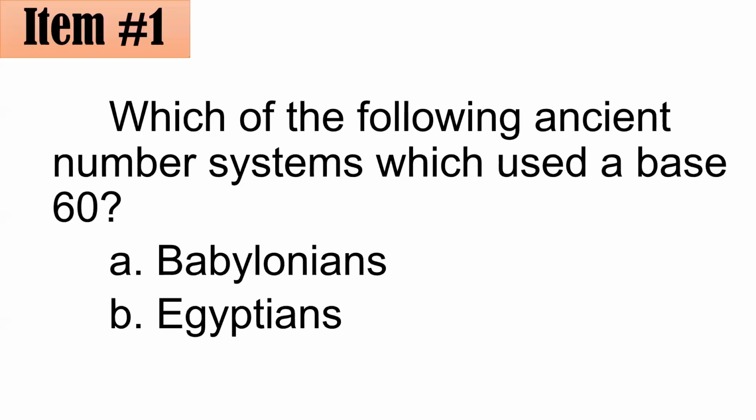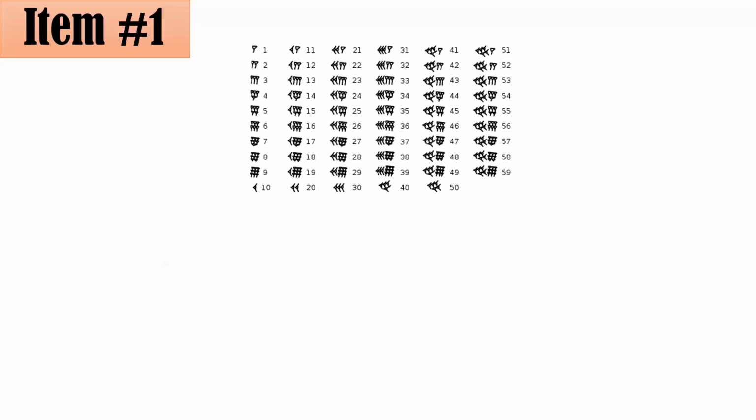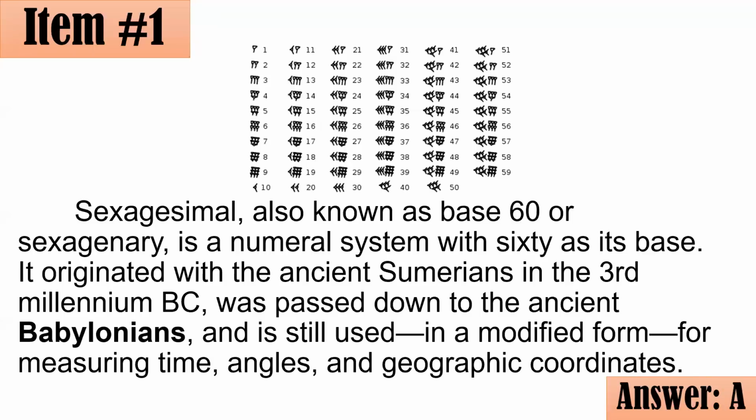Which of the following ancient number systems used base 60? Is it A, Babylonians, or B, Egyptians? Okay, I could see that many of you answered letter A and only few answered B. The correct answer here po is Babylonians. In fact, the base 60 numeration is also what we call sexagesimal system. It was passed down to the ancient Babylonians and is still used in a modified form, especially in measuring time. That's why you could see in a minute there are 60 seconds. In an hour there are 60 minutes. So number 1 is letter A.